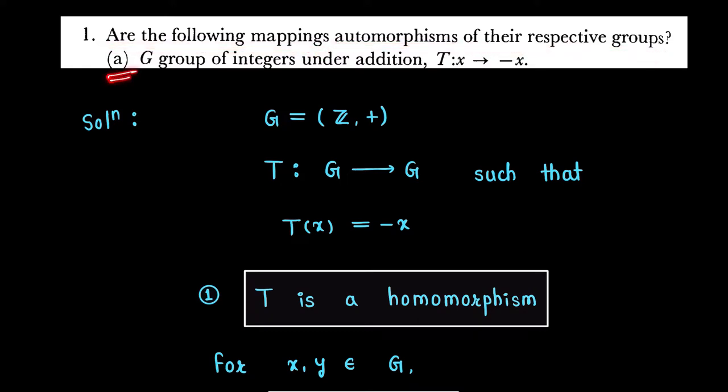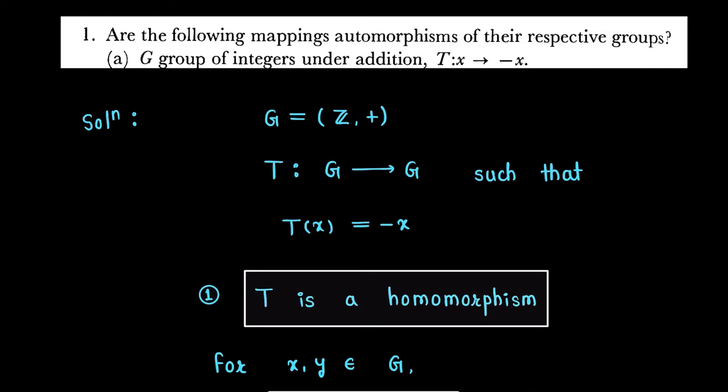The first given group is the group of integers under the binary operation addition, and the given map T is a map from G to G such that T of x is equal to minus x. Here we have to check whether this T is an automorphism or not.